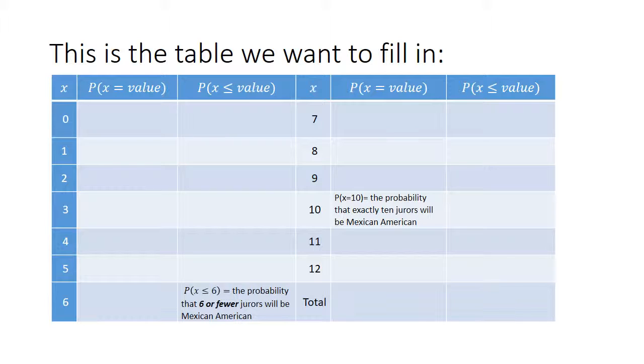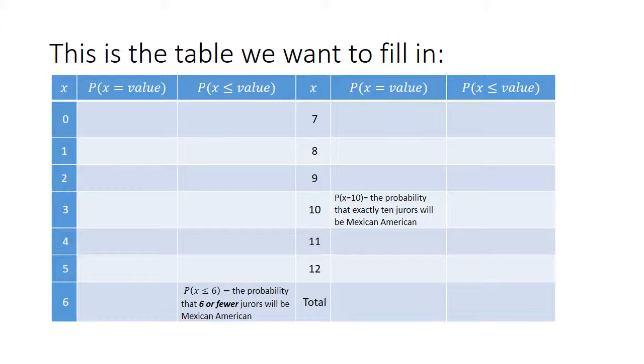So where X equals 3, the probability that X equals 3 is the probability that exactly 3 jurors are Mexican American. And then the next column is the cumulative probability. We want the probability that X is whatever value we're at or less. So we have a couple boxes filled out.